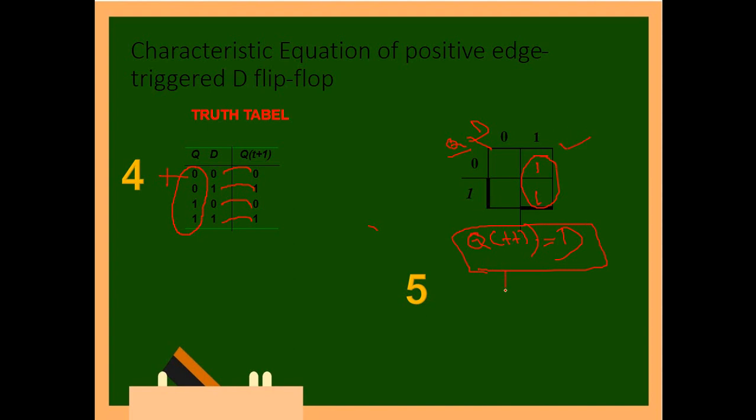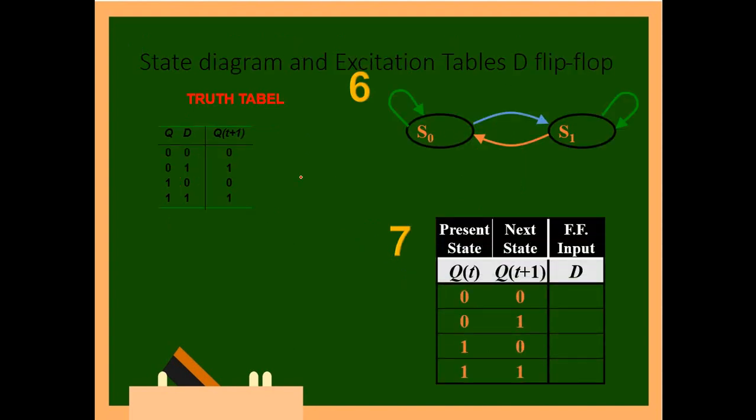So this equation is known as the characteristic equation for the D flip-flop. You can use either positive edge or negative edge; the equation remains the same. Now we can move on to the state diagram.